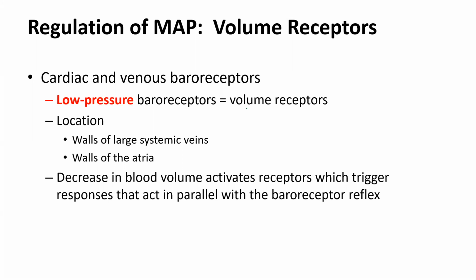So these are on the walls of our large systemic veins. So think superior vena cava, think inferior vena cava. They're also on the walls of our atria. So think about those receiving chambers where those veins are communicating to. And they are going to detect if there's not enough volume coming into these structures and these areas. And so if there's low blood volume, they're going to respond by acting in a reflexive manner in order to correct that blood volume initially.